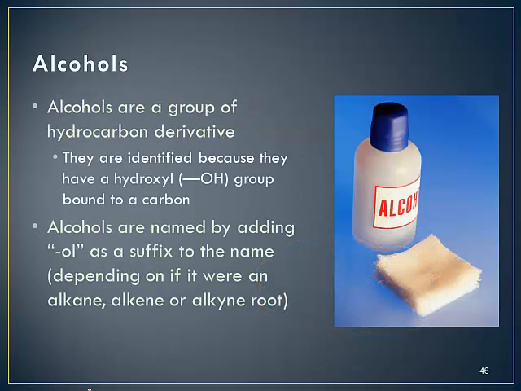Now, alcohols are the first group of hydrocarbon derivative, and they're identified because they have a hydroxyl OH group bound to a carbon somewhere in the chain. When we name alcohols, we add the ending -ol as a suffix to the name, and the root would depend on whether it was an alkane, an alkene, or an alkyne.